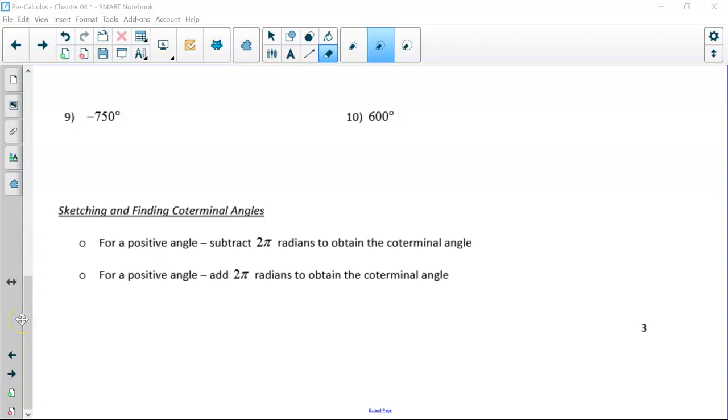Welcome to section 4.1. This is part 2. We're going to be talking about coterminal angles today, and we're also going to be talking about complements and supplements.